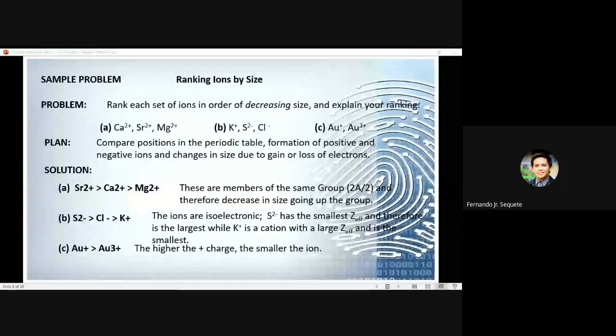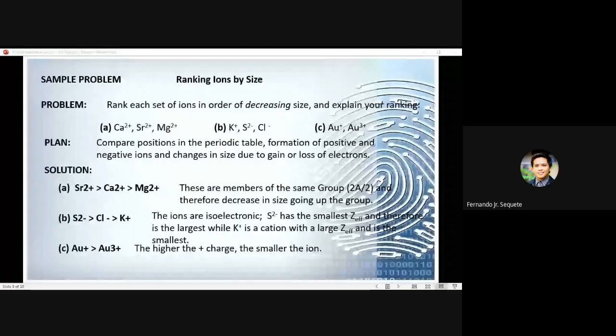Okay. Next to it is letter B. Letter B, iba't ibang yung charges, no? We have one charge, potassium ion. We have S2 minus, and then we have Cl minus. Ano ba tong potassium, sulfur at saka chlorine? Isang grupo ba to or isang period?